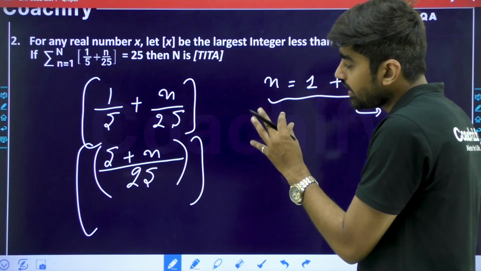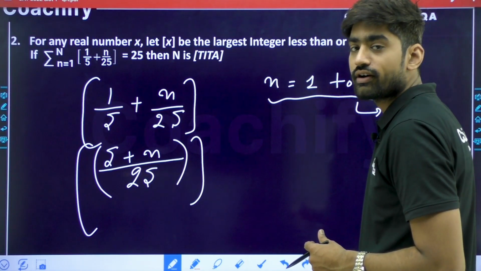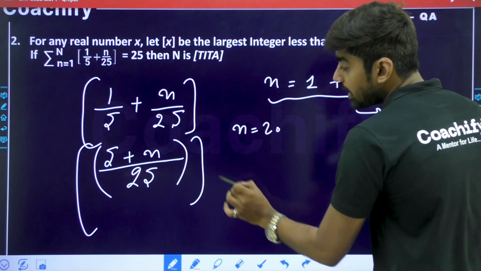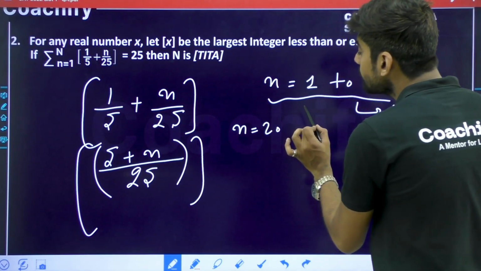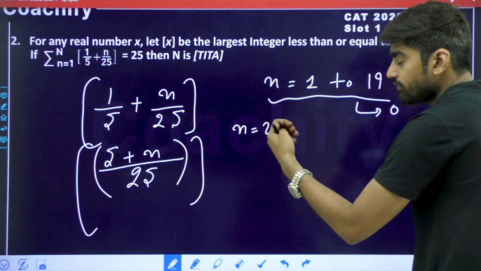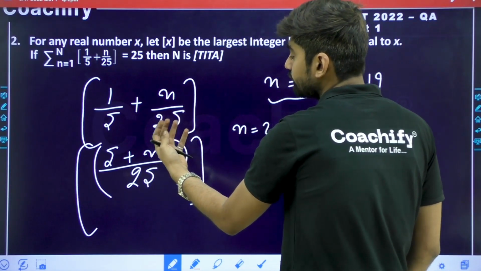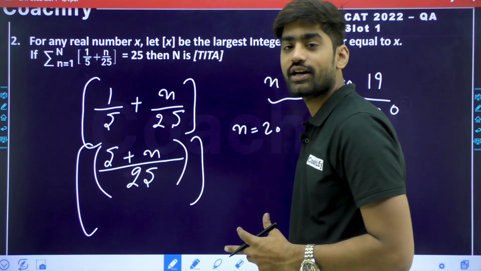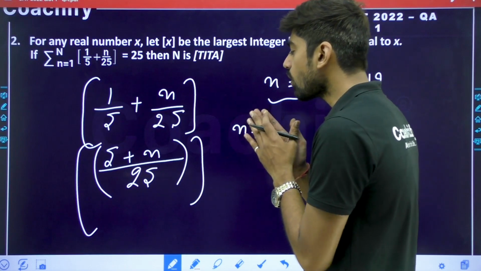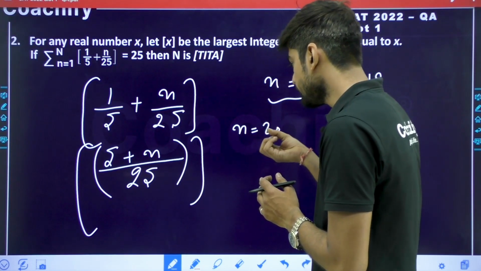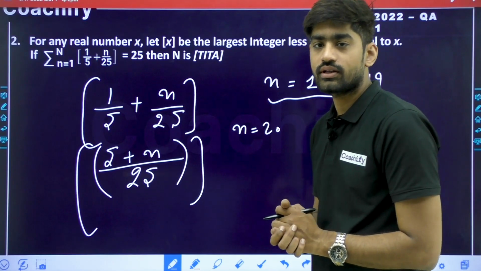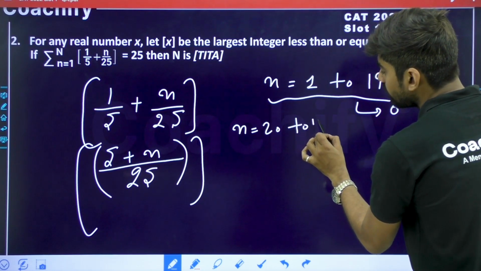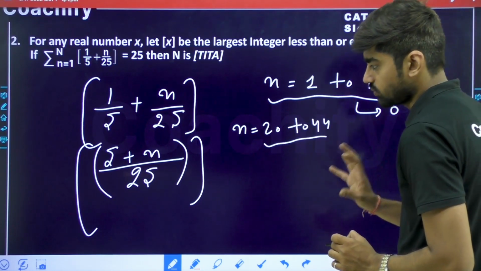Now next, when we put n equal to 20, the numerator becomes 25 and the result becomes 1. So for n equal to 20, my output is 1. If we observe this again, when we put n equal to, let's say, 45, the numerator becomes 50, and when I divide 50 by 25, the result becomes 2. That means for all the inputs of n from 20 till 44, the result is going to be 1 only.